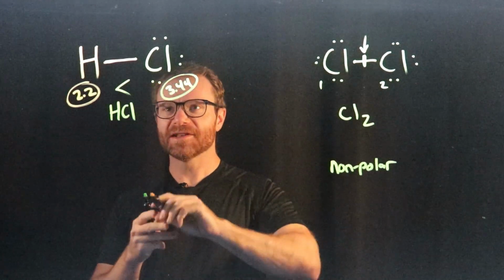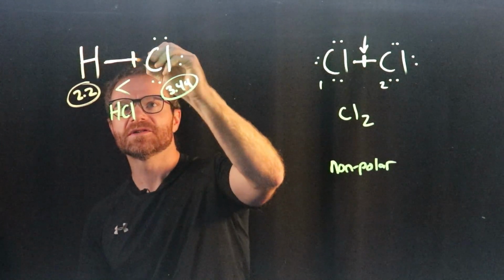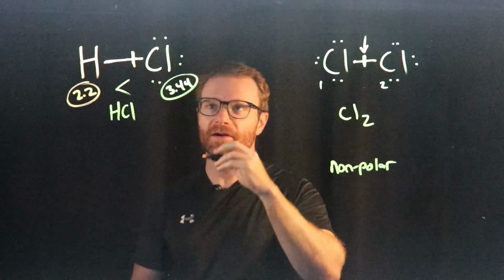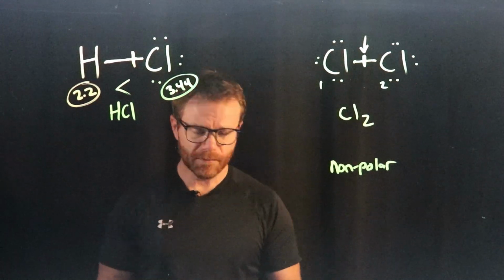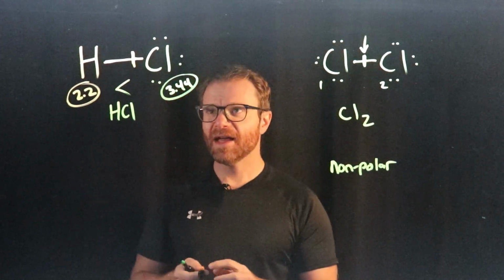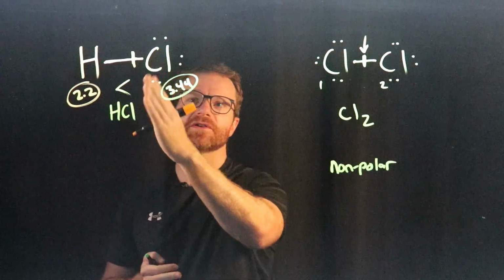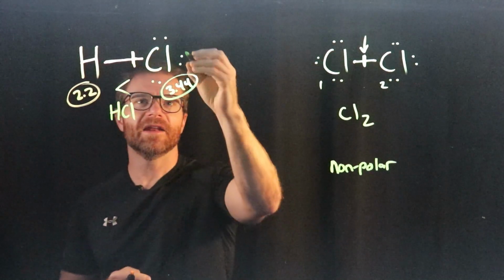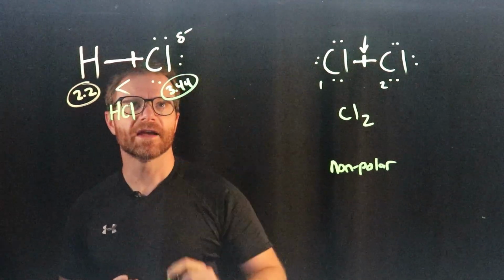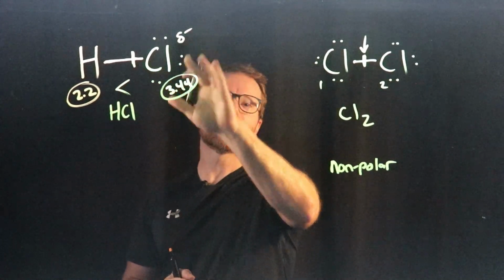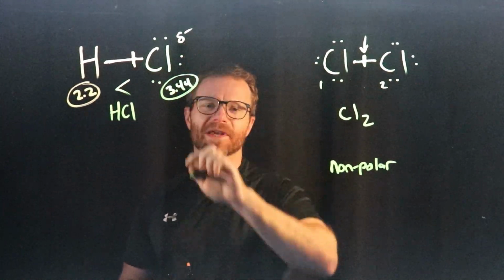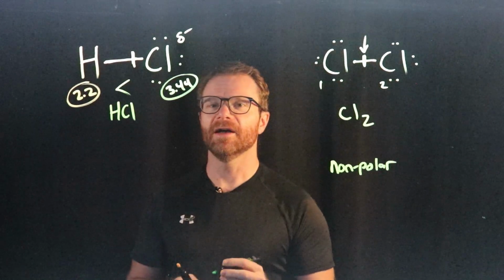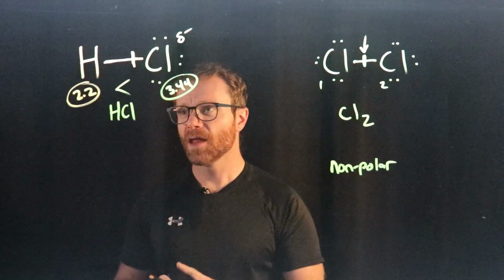That means those electrons are going to be much closer to the chlorine than they are to the hydrogen. And in fact, if the electrons are closer to the chlorine, it almost acts like an ionic bond and it almost gives that chlorine a negative charge. We call that a partial negative charge, and we use this lowercase delta. It's a really weird looking symbol to represent that.